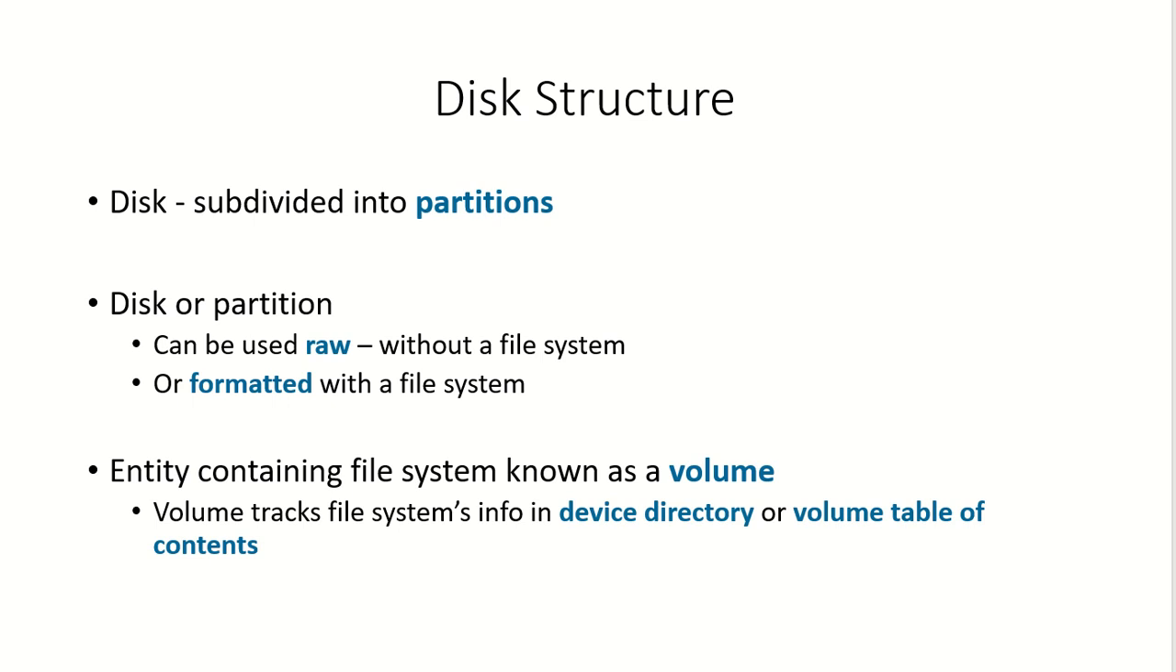The disk is divided into partitions. Each disk or partition can be used raw, that means without a file system, or it can be formatted to have a file system. The entity which contains the file system is known as the volume, and this volume keeps the information about the file system in a device directory or the volume table of contents.